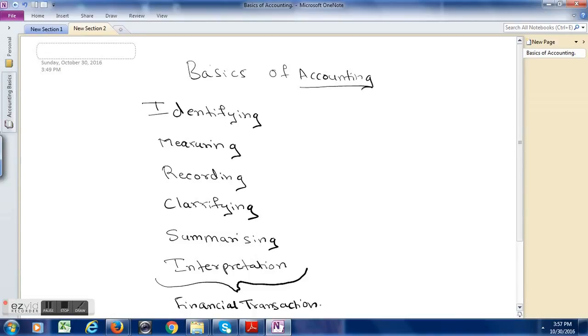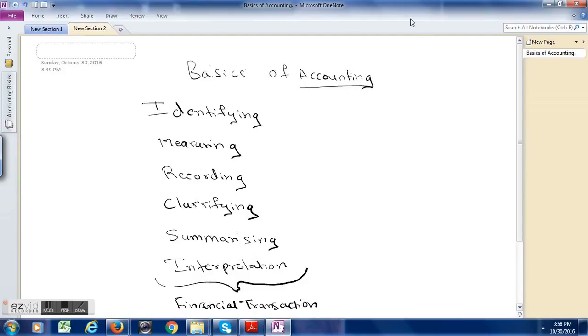Then classifying. What is classifying? It's identifying and categorizing a financial transaction into different groups. Then finally you have to summarize and interpret. And once you interpret, you get to know the status of your business, the position of your business, how your business is progressing, and so on and so forth.